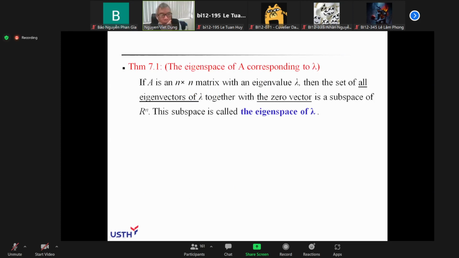Then after that, we have the notion of eigenspace. Now suppose that A is a square matrix of order n, and suppose that we already know that lambda is an eigenvalue of A. Then the set of all eigenvectors corresponding to lambda, together with the zero vector, will be a subspace of Rn. And that subspace will be called the eigenspace of lambda.